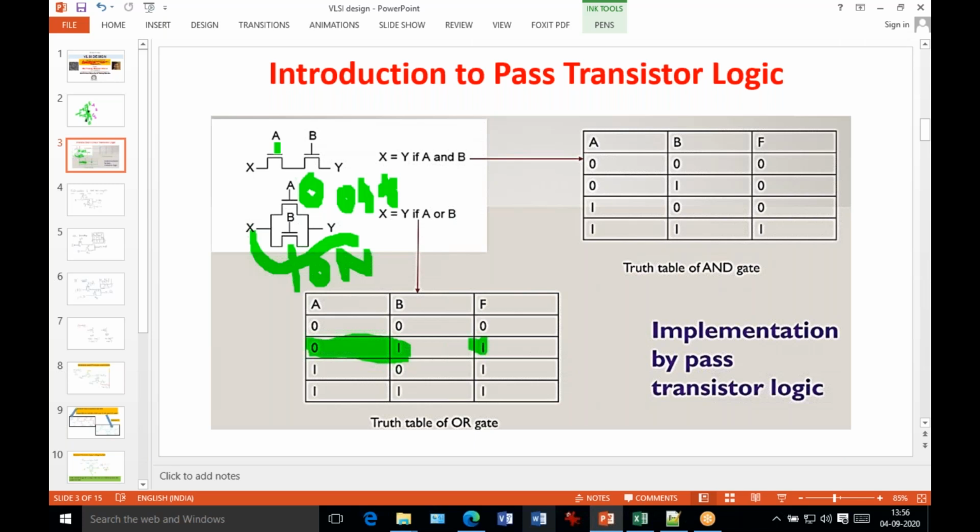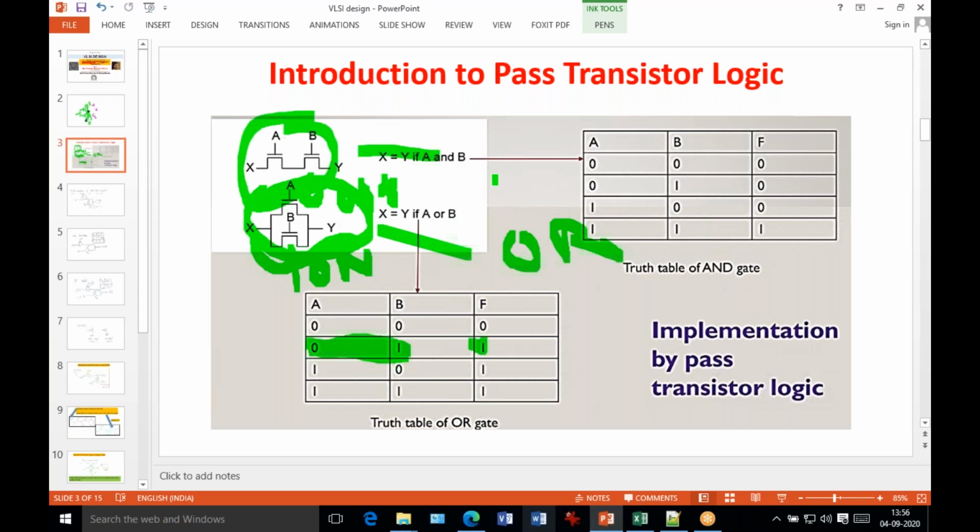So that is the truth table of the OR gate. OR gate is if any one logic is high, your output is always high. So the same features you observed in this circuit. So this is the OR circuit, and this is the AND circuit. So the verification is already complete.